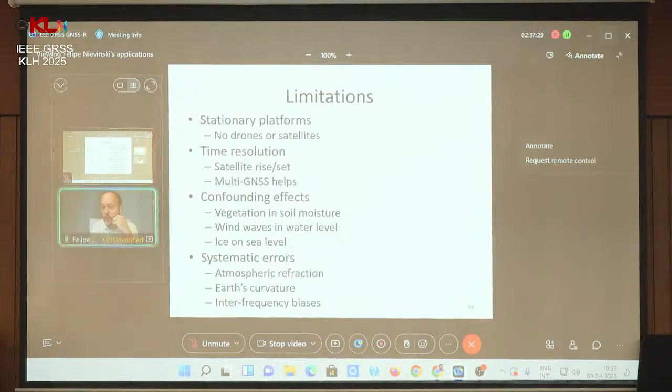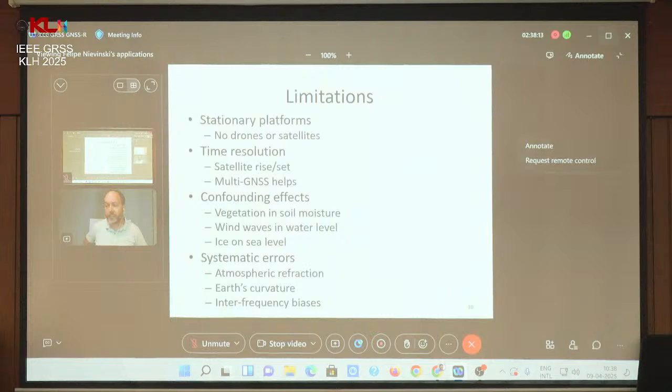You have to be careful with your site selection to avoid mixing vegetation with soil moisture, wind waves with water level, and ice with sea level. Again, these are complicated, but they're also an opportunity to do ice sensing or wind sensing. It just messes up your primary objective. All you want is water level. It may not be possible if the wind is too strong.